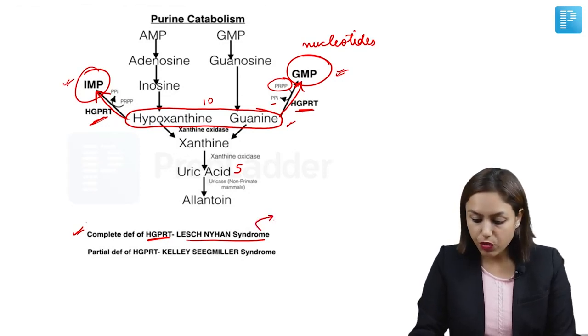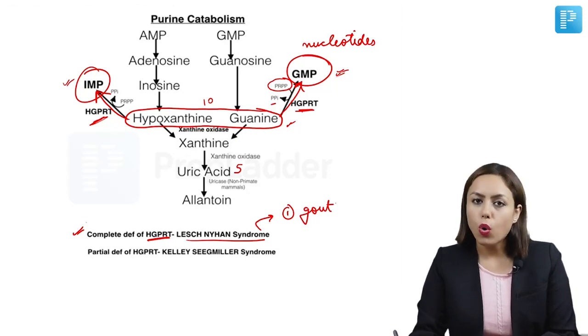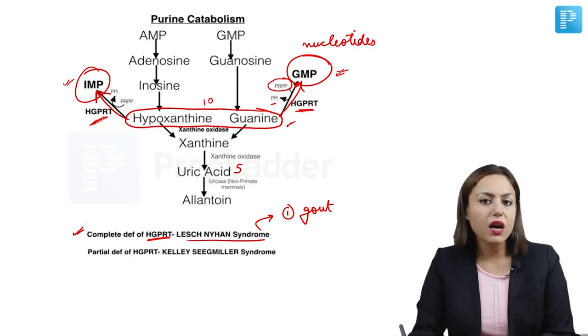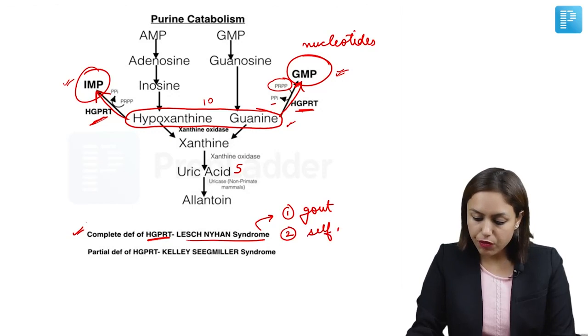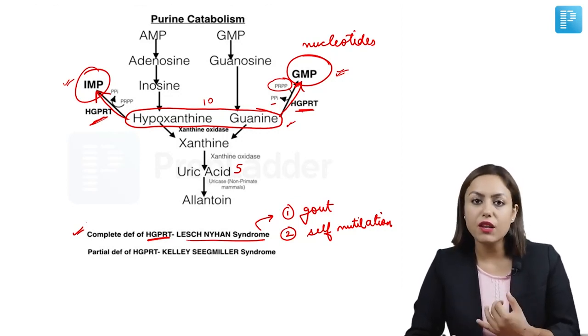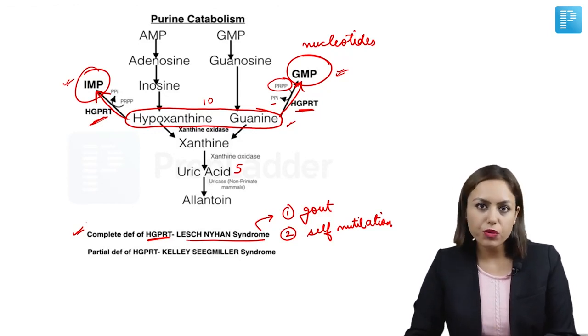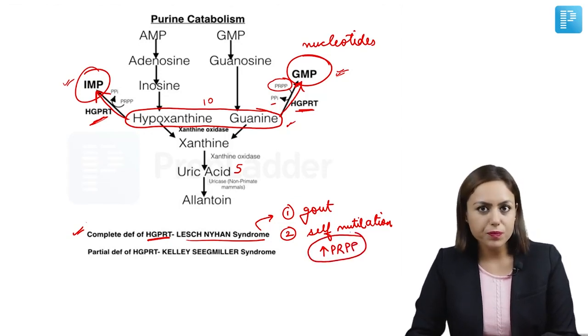In Lesch-Nyhan syndrome, patient has gout, because when this pathway is not occurring, all the purine nitrogenous bases are getting converted to uric acid. This will lead to hyperuricemia. And second is self-mutilation behavior of the patient. Self-mutilation, that is patient will do self-biting, self-harming. This is a neuropsychiatric behavior. This is because of increased PRPP, which is a neurotoxic compound, right?